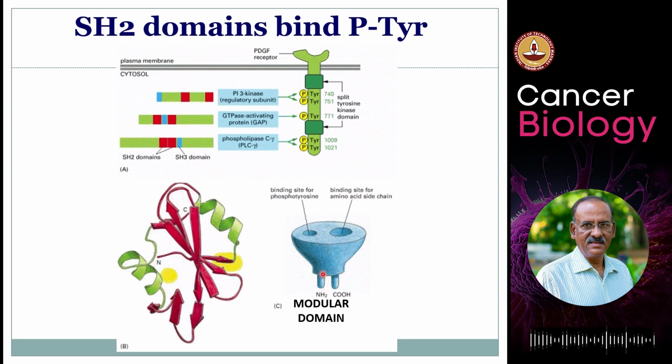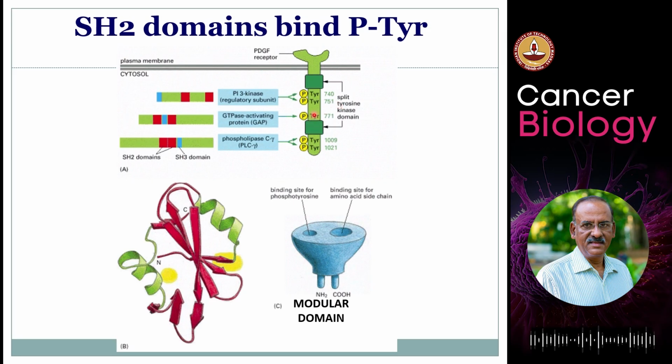So the example given here is the PDGF receptor, which is the platelet derived growth factor receptor, which is a receptor tyrosine kinase. It contains 5 tyrosine residues. Interestingly, the tyrosine kinase domain that is usually present in the cytosol is split into 2 domains. So it is called a split tyrosine kinase domain. You can see that here, that's shown in green.